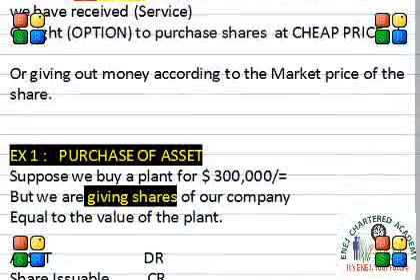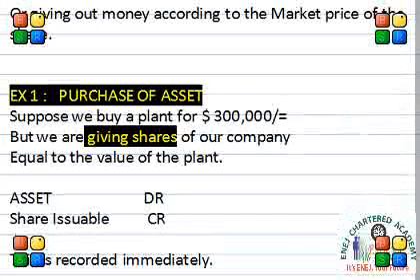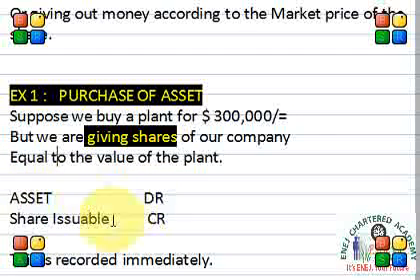So here is an example. Example 1, purchase of asset. Suppose we buy a plant for 200,000, but we are giving shares of our company equal to the value of the plant. So asset debit, share issuable credit. This is recorded immediately.